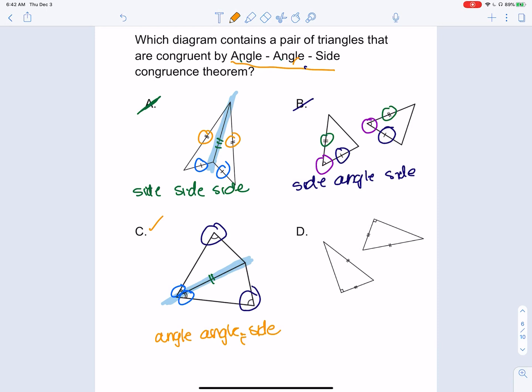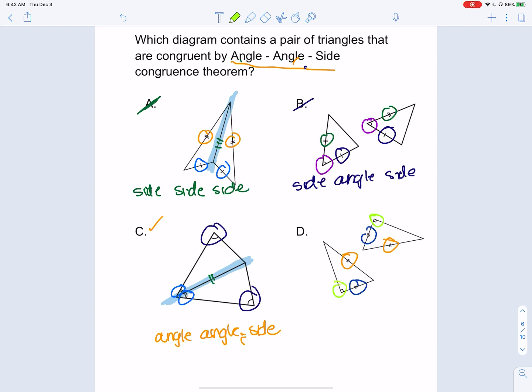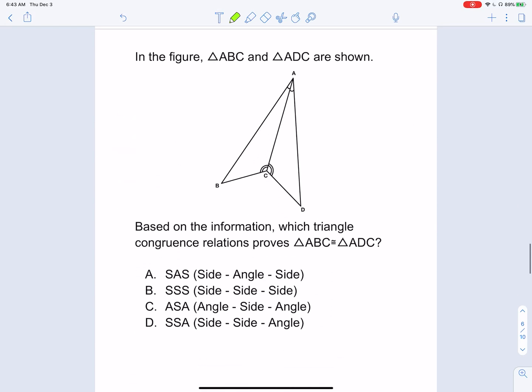Then if we look at D, we see that these two sides are the same. These two sides are the same. And it's a right angle. So what rule would we use to say those are the same? Very good. Hypotenuse leg. So D can't be my answer. So it has to be C.